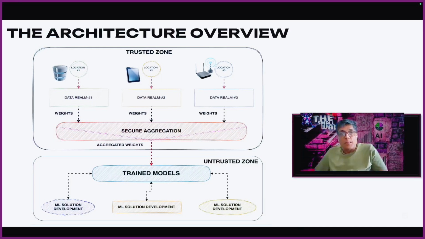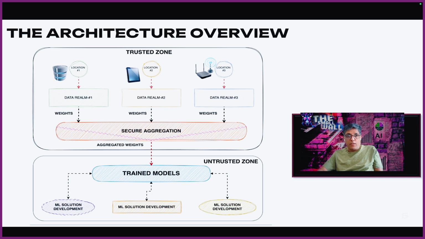Next, I'll be explaining a very simple architecture. You look at that, there are two zones, a trusted zone and an untrusted zone. The trusted zone contains three realms, data realms, or individual data sources. They are completely isolated from each other. All that they do is share the weights in a common zone, the aggregation zone, where they are going to aggregate it and build one global model from all these weights, and that is put in the untrusted zone, from where the ML application solution development happens.